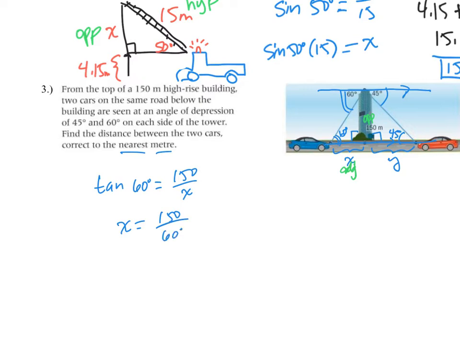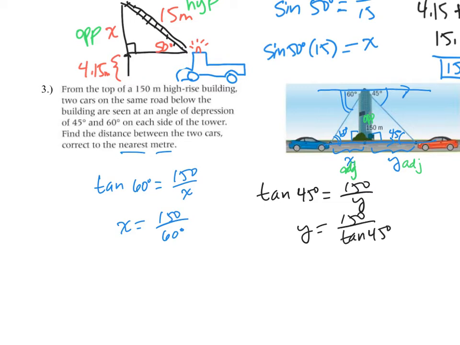So that means we can switch, and x is the same thing as 150 over tangent of 60 degrees. And then to find y, again, with respect to the 45-degree angle, the building is the opposite side and y is the adjacent side. So we're going to be using tangent again. The tangent of that 45-degree angle is equal to opposite over adjacent. So let's switch, and we get y is equal to 150 divided by tangent of 45.